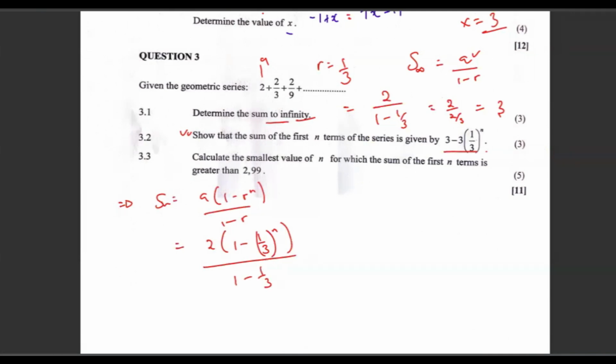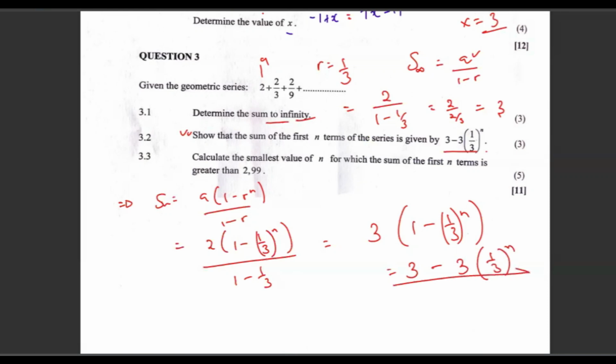So we're seeing that this 2 and the 1 minus 1 over 3 gives us the sum to infinity, which is a 3. So I'm going to replace this whole thing with a 3. So this is the same as 3, open brackets, 1 minus 1 over 3 to the n. Open the brackets, that's going to be 3 minus 3 times 1 over 3 to the n. So that is what they wanted for 3 marks.